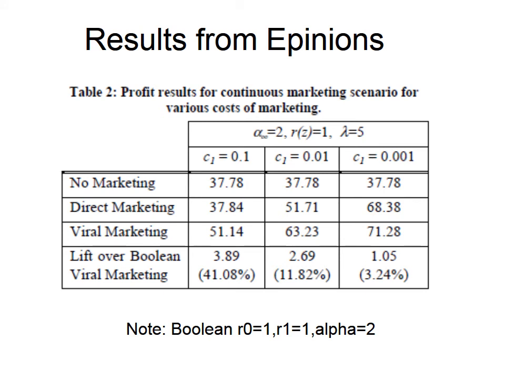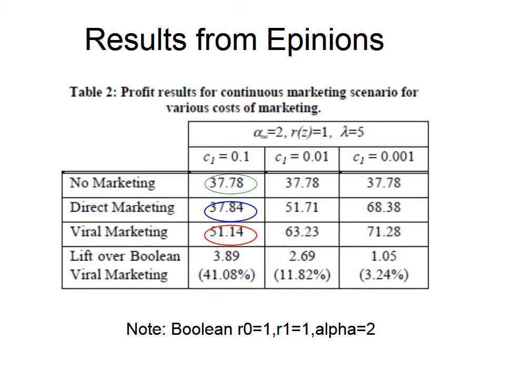So here are some results from epinions. Here are some different profit results of continuous marketing for 3 cases: no marketing, direct marketing, and viral marketing. The first 3 lines show the continuous marketing action. We can see that no matter how much budget we choose, which means we choose different values of C, viral marketing always has a larger profit than direct marketing. And direct marketing always has a larger profit than the no marketing case.